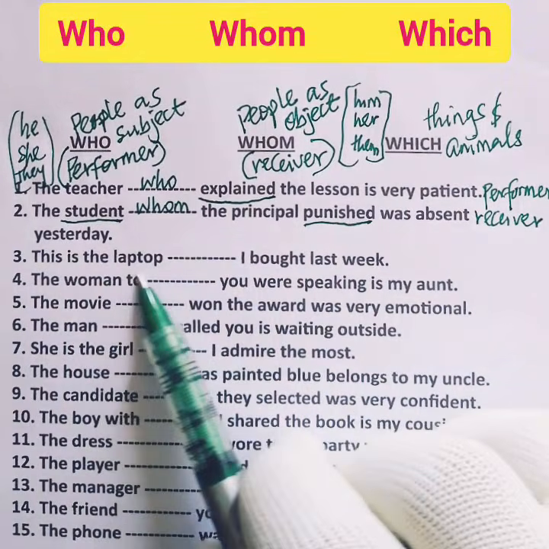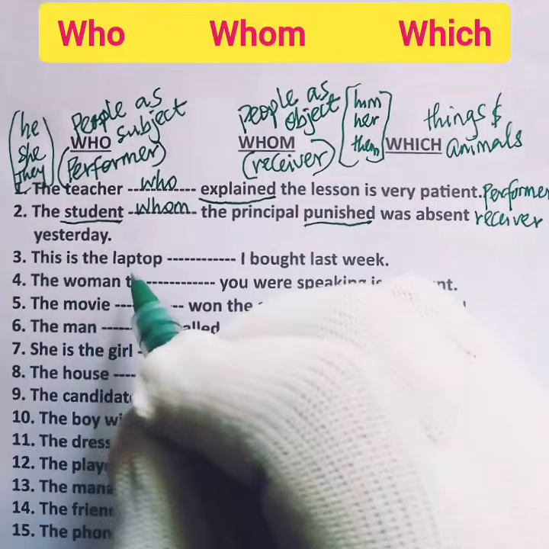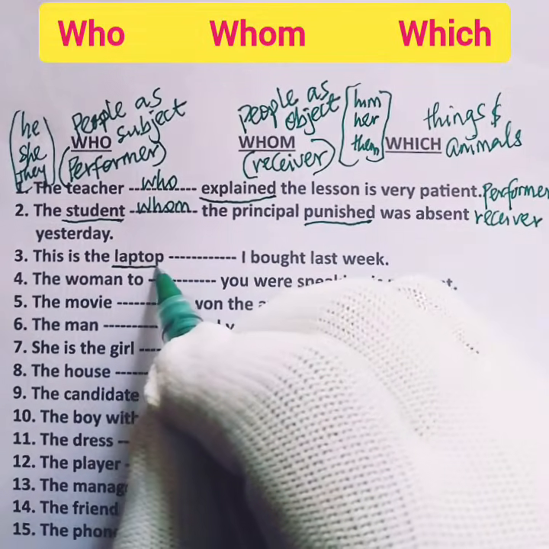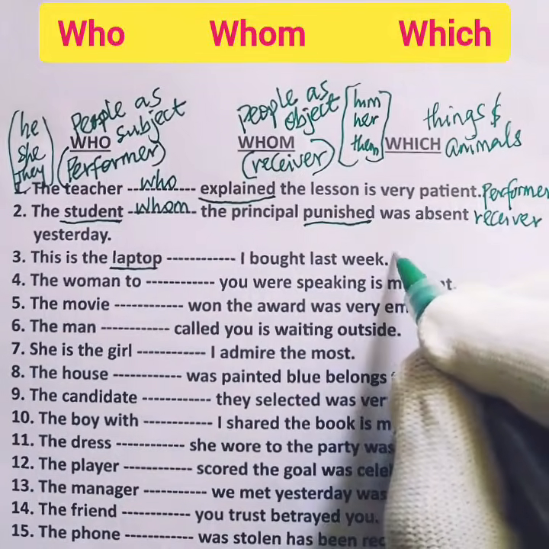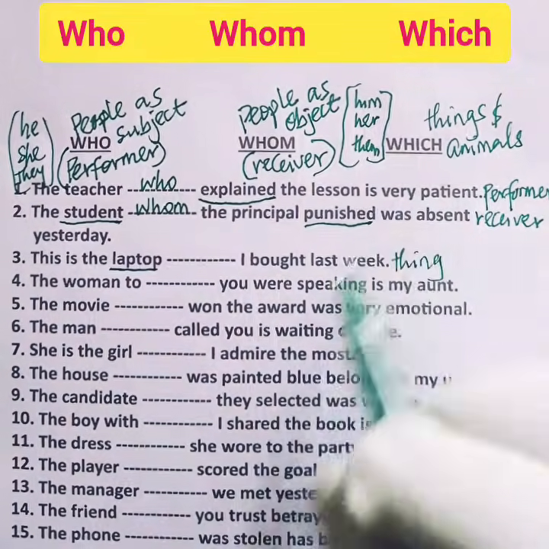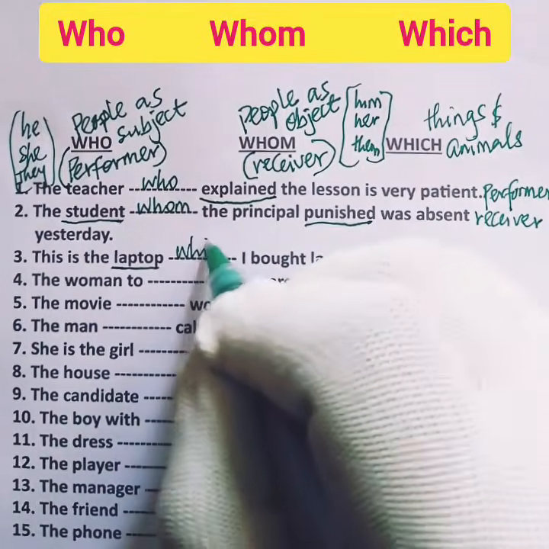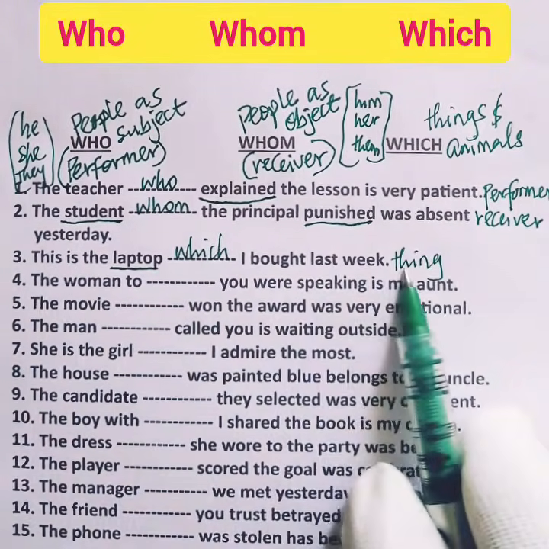3. This is the laptop blank I bought last week. The word to consider here is laptop, okay? Laptop is not human, it is a thing. So the correct word to use is which. This is the laptop which I bought last week.